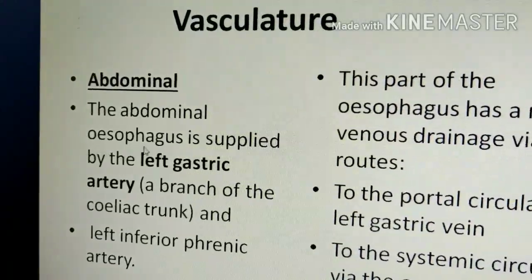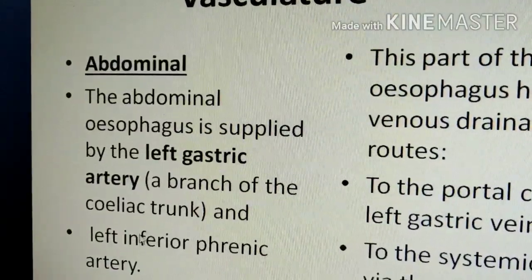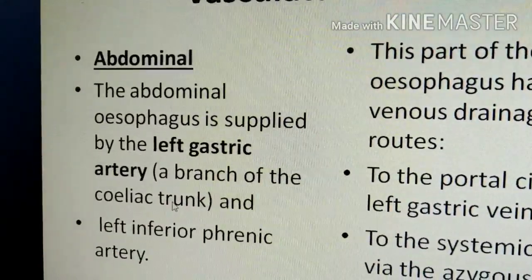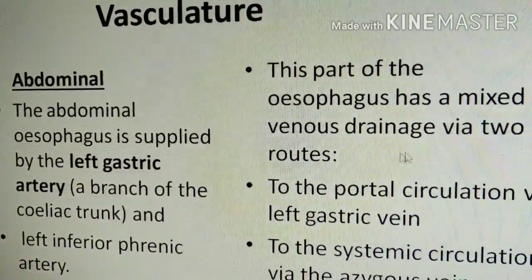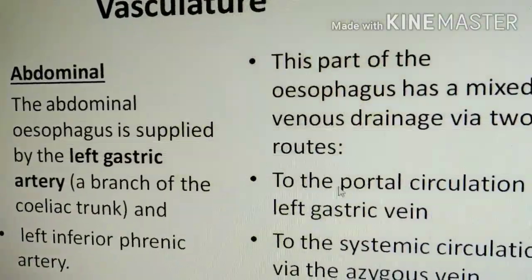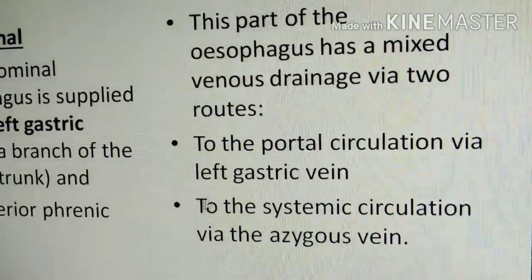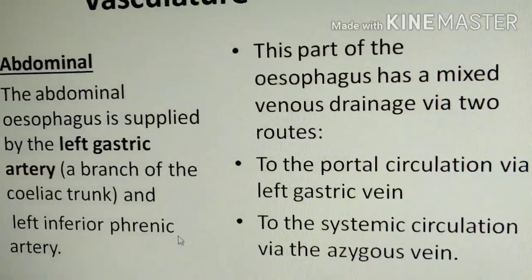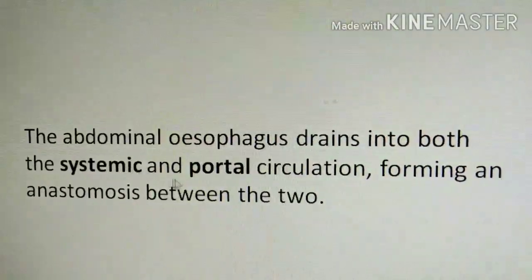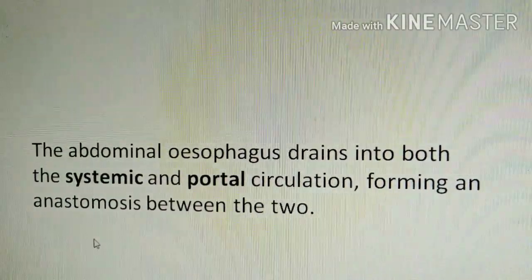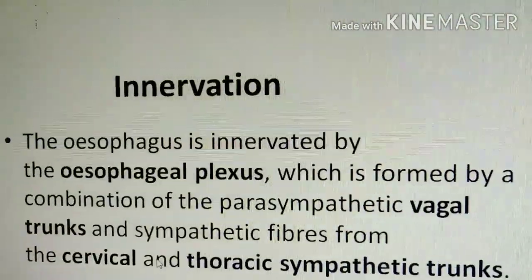And the vasculature in the abdominal part: the esophagus is supplied by the left gastric artery, which is a branch of the celiac trunk, and the celiac trunk is a branch of the abdominal aorta, and the left inferior phrenic artery. This part of the esophagus has mixed venous drainage via two routes, one to the portal circulation via the left gastric vein, another to the systemic circulation via the azygos vein. So the abdominal esophagus drains into both systemic and portal circulation, forming an anastomosis between the two known as the portosystemic anastomosis.